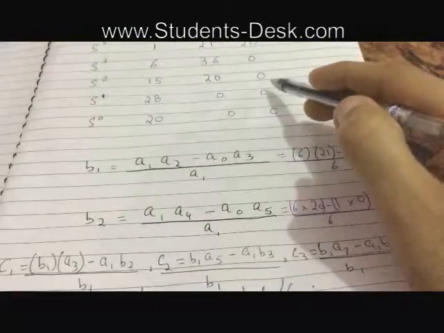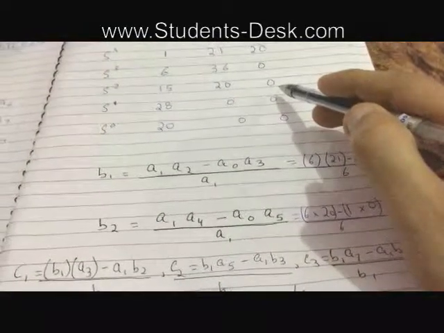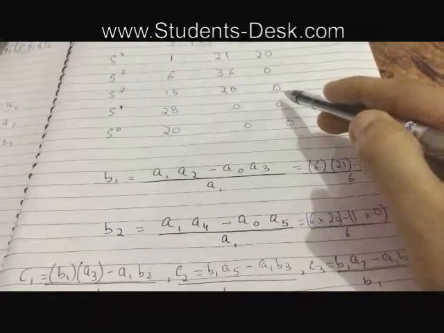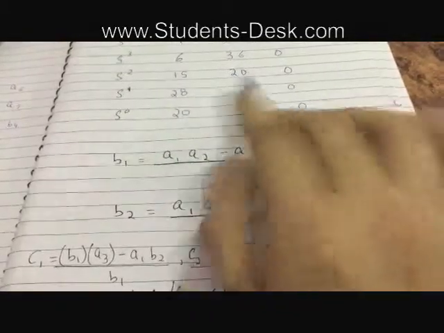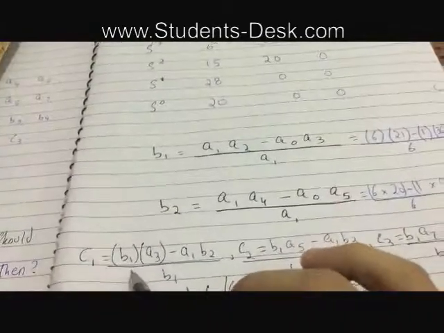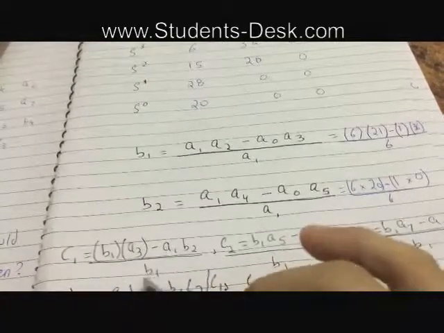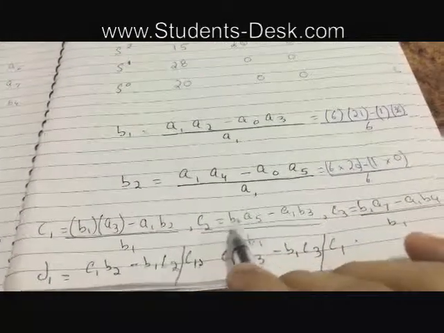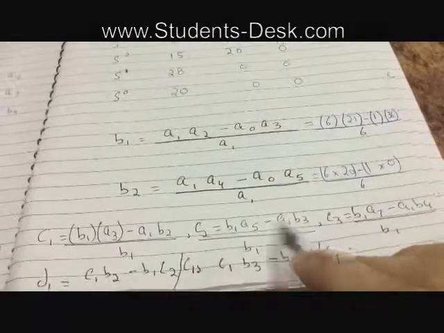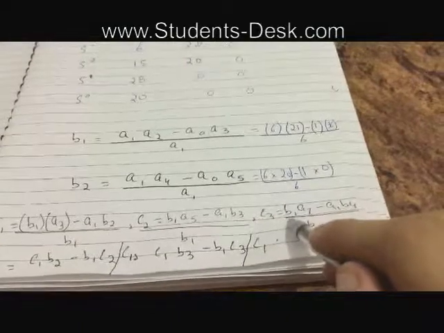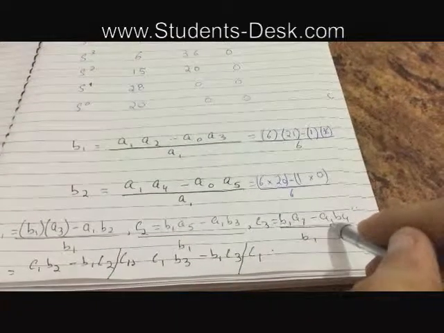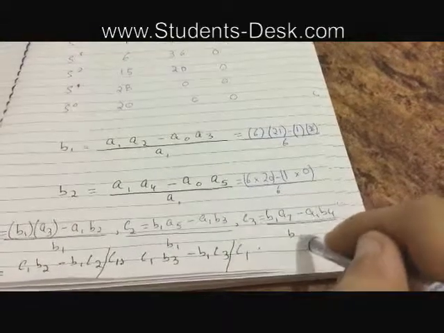For finding out B3, you will use the formula (A1 A5 - A0 A6) / A1, and you will get 0. For finding out C1 and C2, you will use the formula C1 = (B1 A3 - A1 B2) / B1. For finding out C2, you will use (B1 A5 - A1 B3) / B1. Now B1 is this, B2 is this, B3 is this. And for finding out C3, you will use (B1 A7 - A1 B4) / B1. And you will get C3, which is 0 over here.